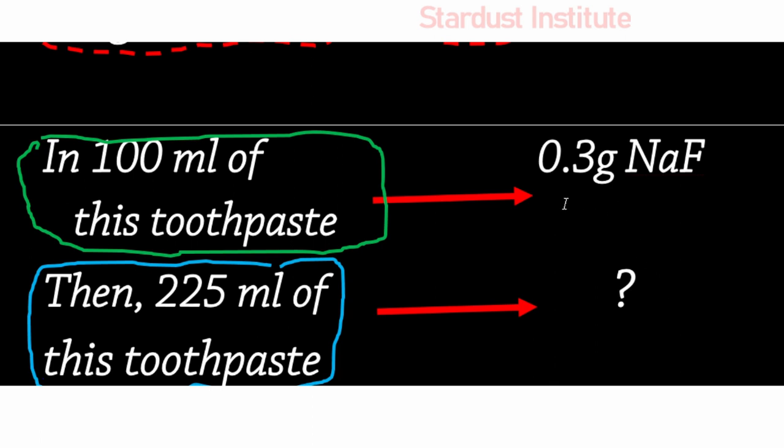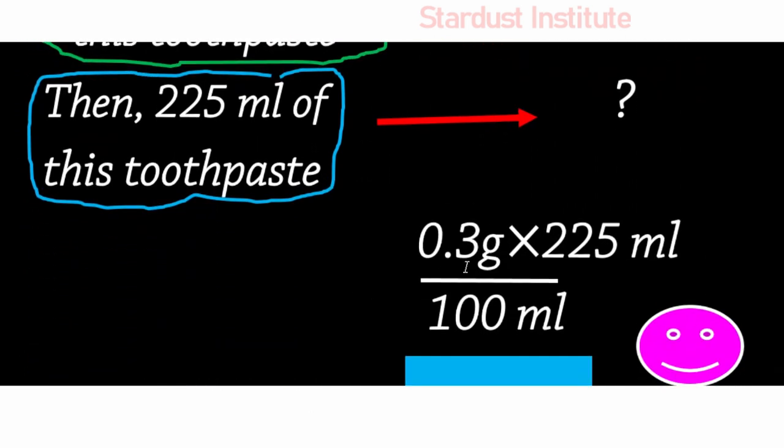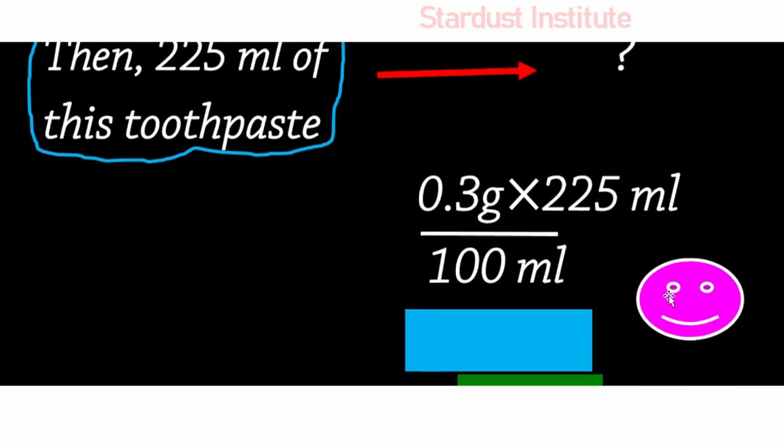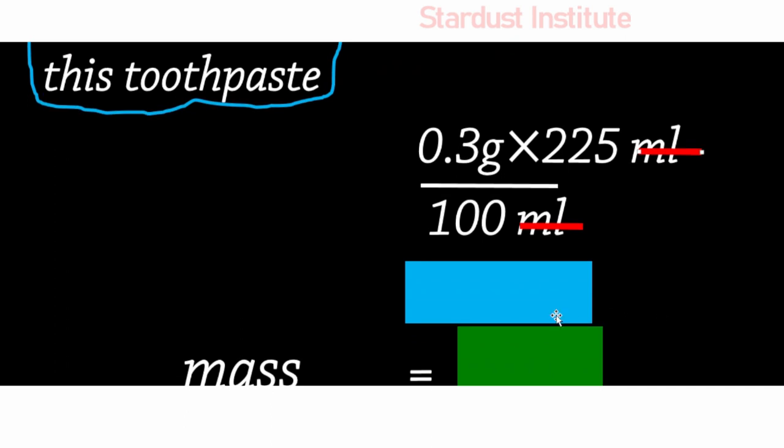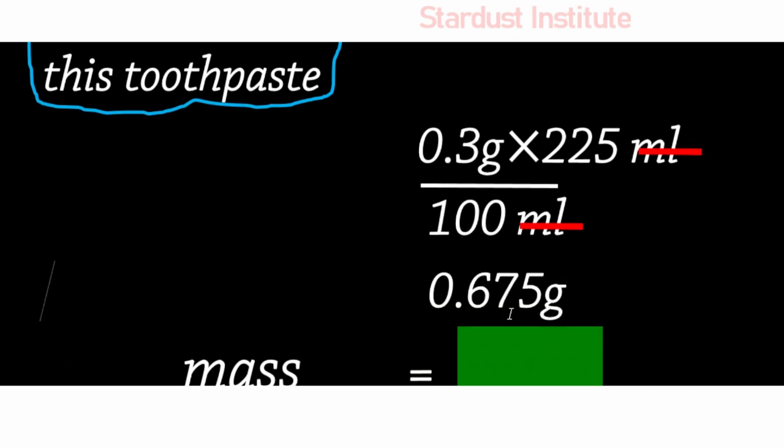We can find the answer in this way. 0.3 grams of sodium chloride divided by 100 milliliters multiplied by 225 milliliters. Units should be cancelled out, milliliters, milliliters. By simplifying this, we can get answer 0.675 grams.